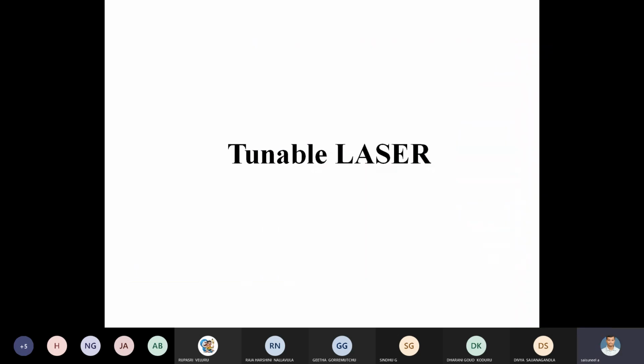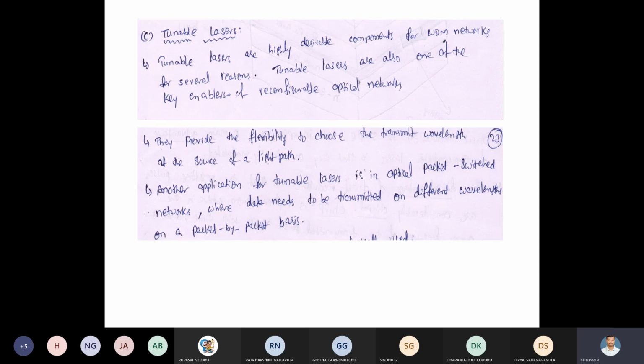Next one is the tunable laser. The tunable laser is used when we want an optical signal with a particular wavelength. At that time we have to tune the laser for the required wavelength of the signal. At that time we go for a tunable laser. Especially, where exactly do we use these tunable lasers? In a WDM network. What is WDM? Wavelength division multiplexing networks.